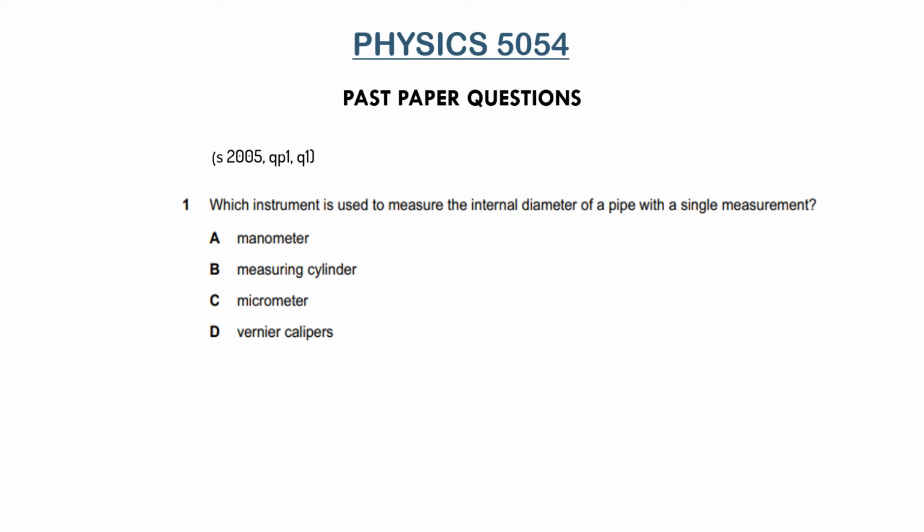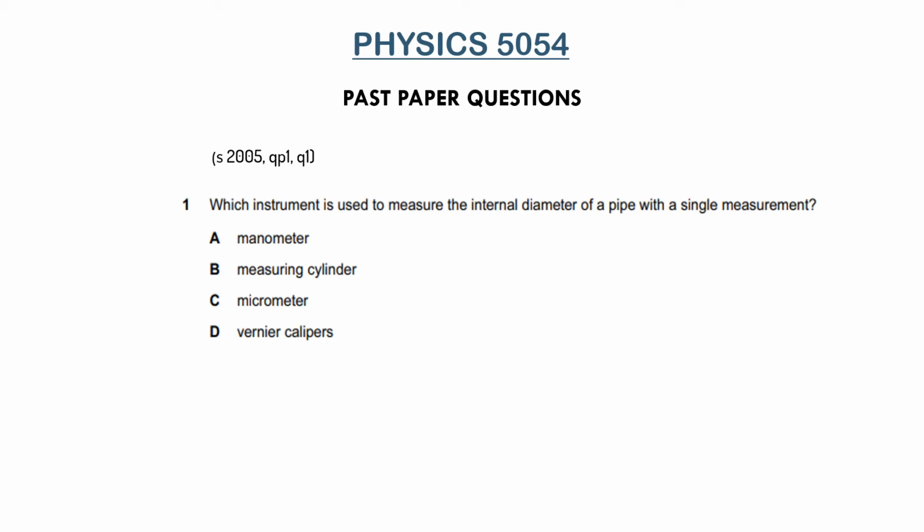Whereas a vernier caliper, as we have studied, has 2 sets of jaws. It has both external jaws and internal jaws. So here in this question, they are telling us to measure the internal diameter, and for that we have to use a vernier caliper because only that instrument would give us the reading of the internal diameter. If we had used a micrometer instead, it would have given us the external diameter of the pipe, which is not what they are asking here.